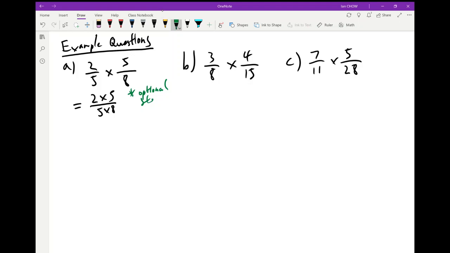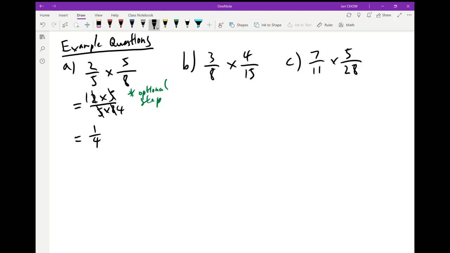Optional step. You don't have to write down this step, but I do highly encourage it, if you're not too strong in math, that you do write this down. You can see that the 5 and 5 over here cancel out because they can simplify with each other. And then we also have 2 over 8, which is actually now the same as just 1 over 4. 2 and 8 both divide by 2, then that's 1 over 4. So this fraction becomes 1 over 4.